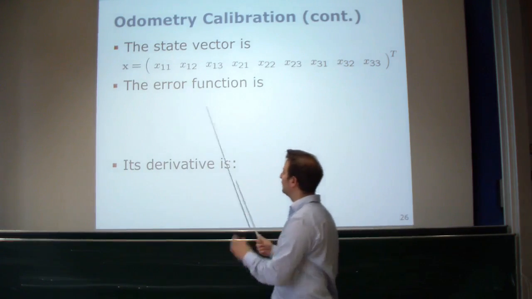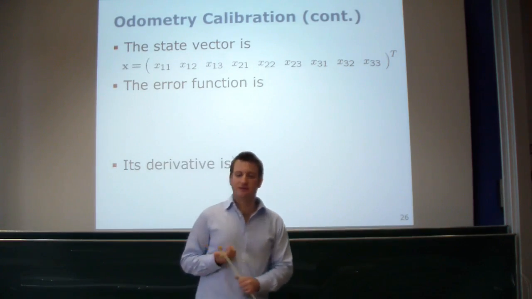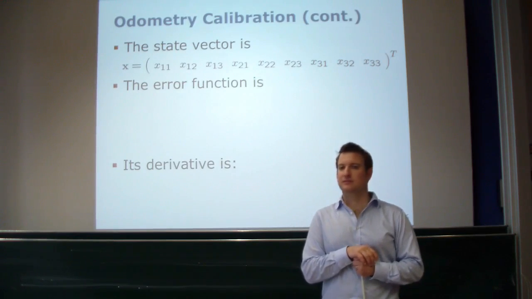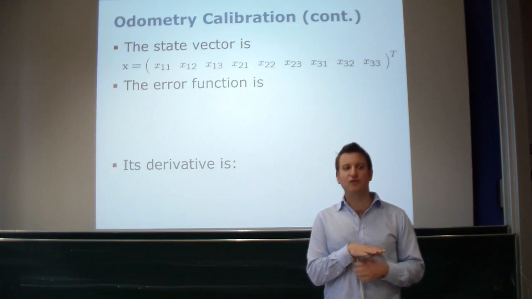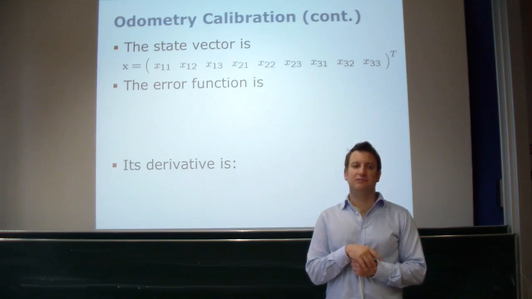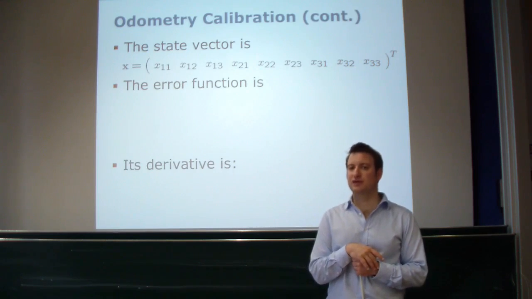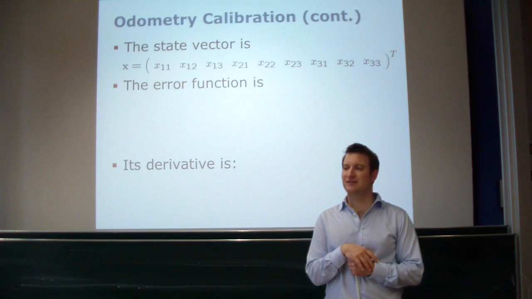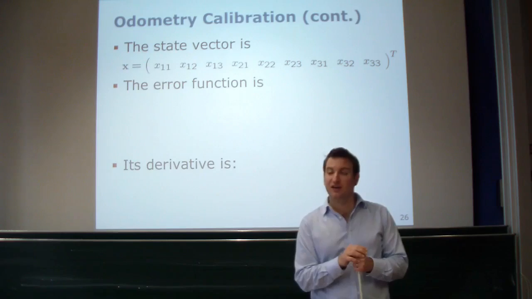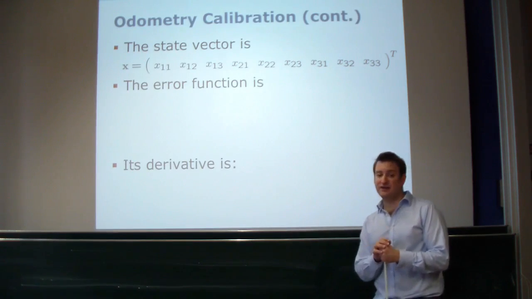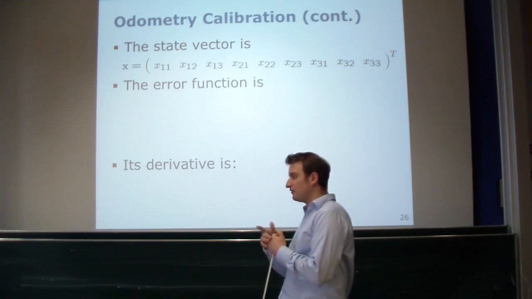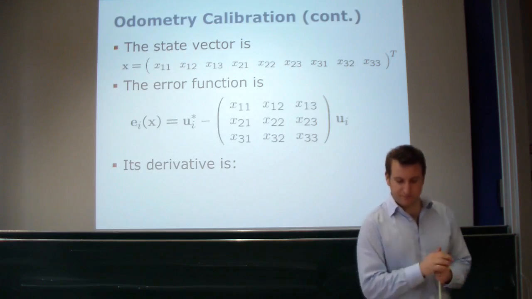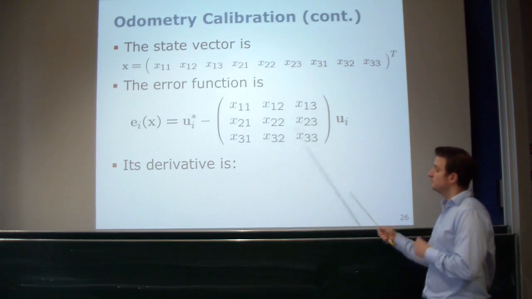Okay, what's the error function? How does the error function look like? It's the ground truth odometry I have and the corrected odometry. Should I take these two values into account? Yeah, and if I write this, this is u star i minus f, so my matrix is given by f of x times u_i. So it looks like this, right?